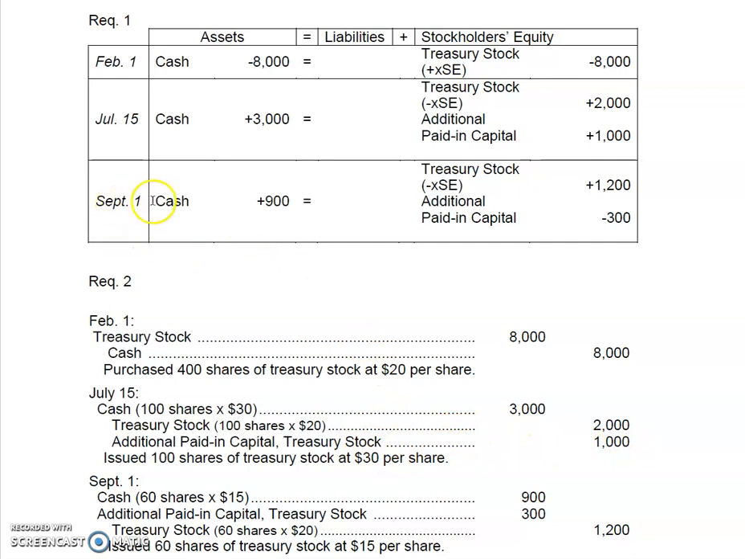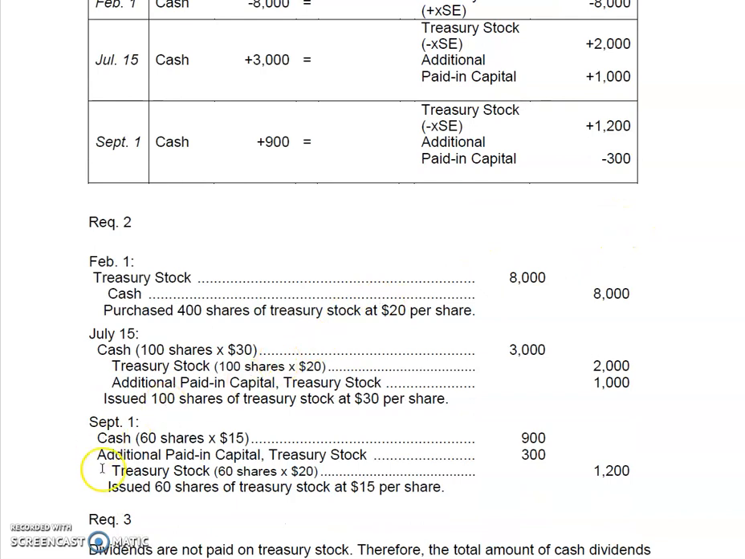Okay, September 1st, we reissued some more treasury stock. So we increased cash for the amount of cash received. We decrease treasury stock, which increases stockholders' equity, at cost, $20 per share. And then remember, we paid $20 per share when we reacquired it. We sold it for $15 a share. So that $5 a share is going to reduce additional paid-in capital, which reduces stockholders' equity.